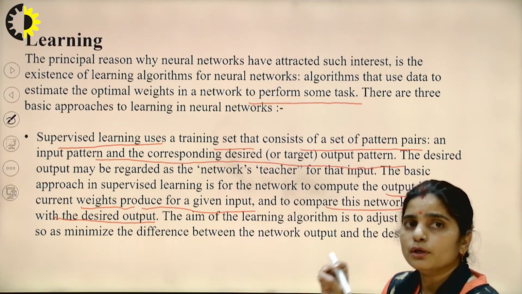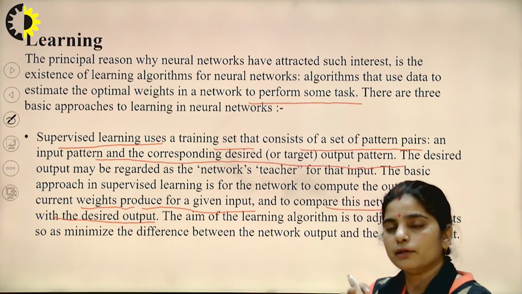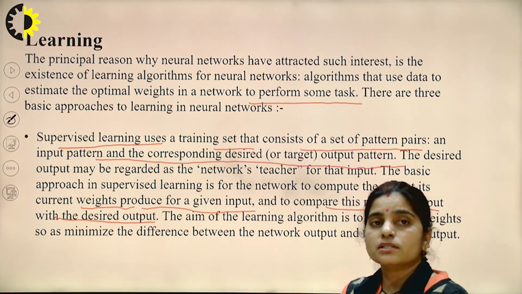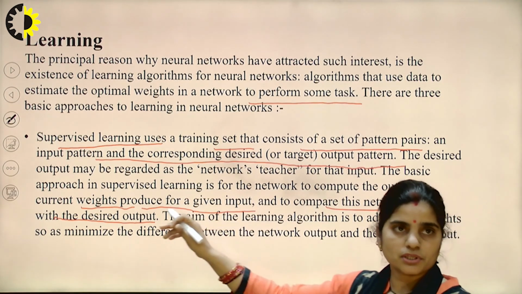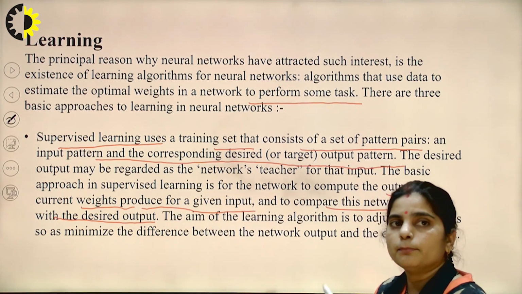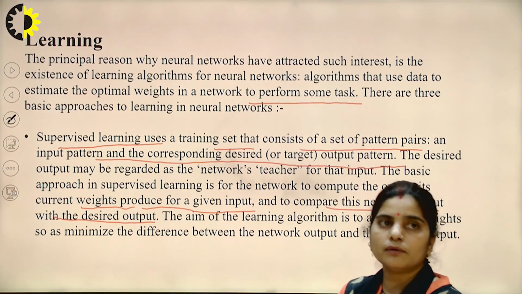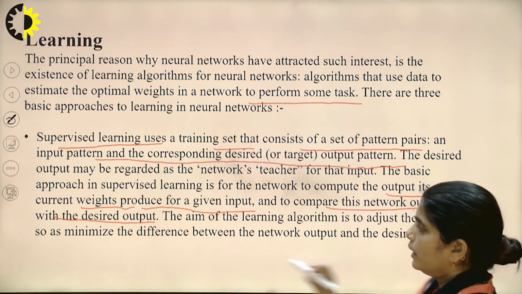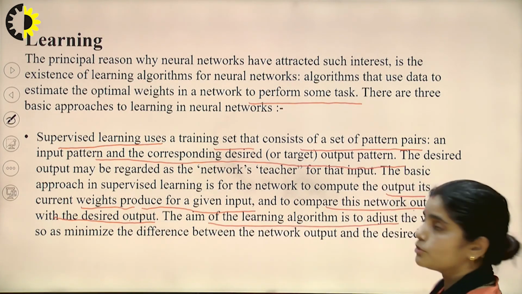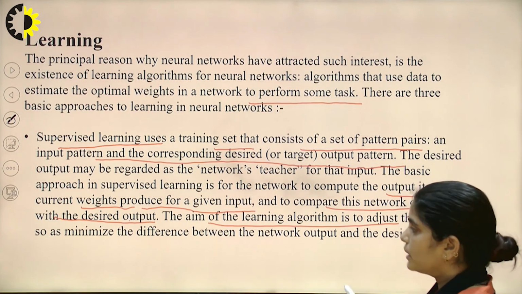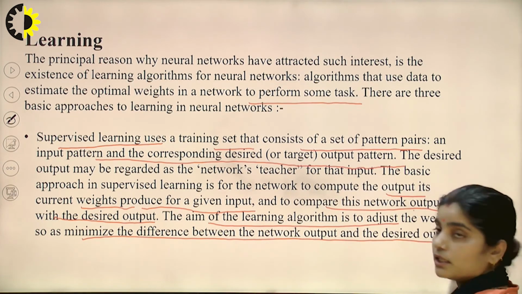In this supervised learning method, we train a model which is capable of computing the output associated with its current weights for a given input, and after that we compare the given output with the desired output. The aim of this learning algorithm is to adjust the weights so that we minimize the difference between the network output and the desired output.